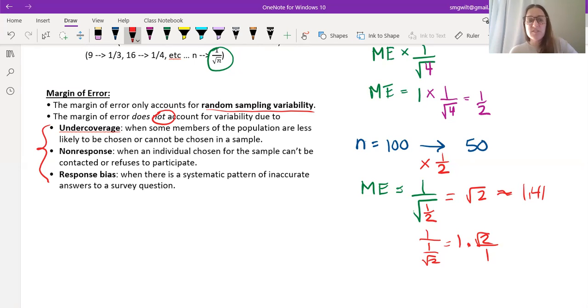So again, the only calculations are with that margin of error. The rest of this is all conceptual, fitting under those 2 categories.